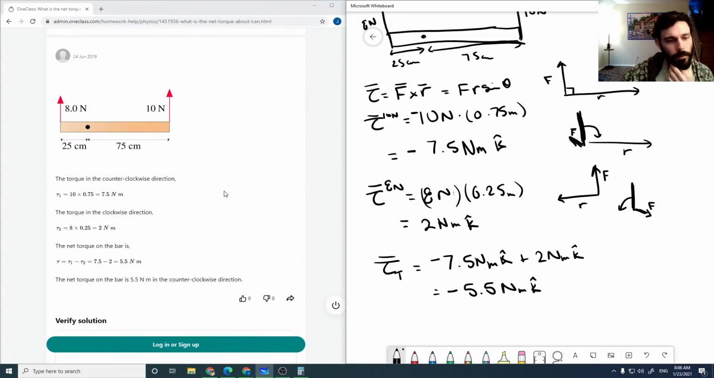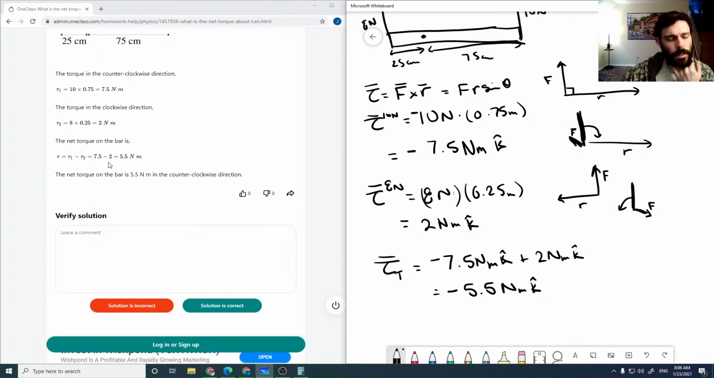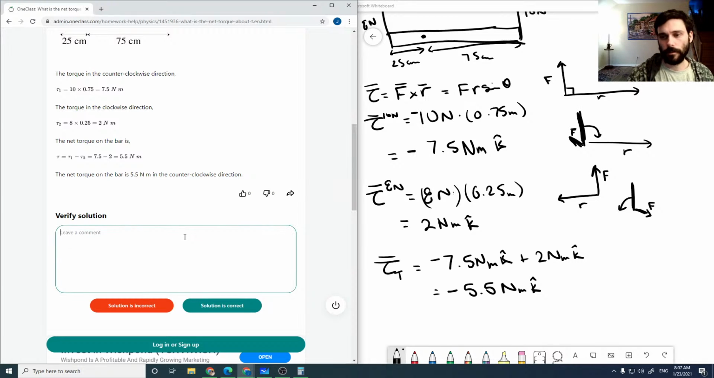Checking the solution here, we do indeed get 5.5. They didn't bother with the directions, but it's counterclockwise, so negative torque would invoke a counterclockwise direction, at least the way I've defined it here. So that looks good.